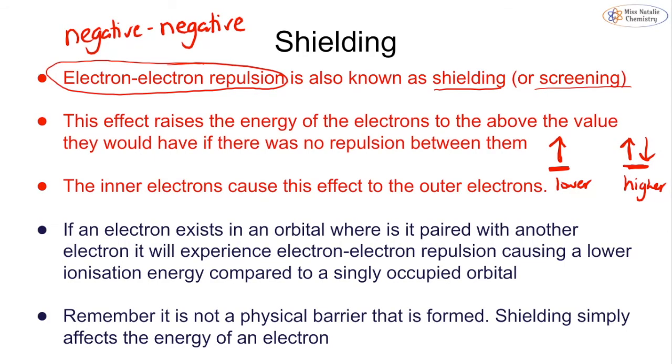So if we have an electron in an orbital where it's paired with this other electron, it's going to experience this repulsion. So it gives you a slightly lower ionization energy in comparison to when we only have one electron. Okay, and the shielding, as we said, it's not a physical barrier, it is simply a repulsion that affects the energy of an electron.